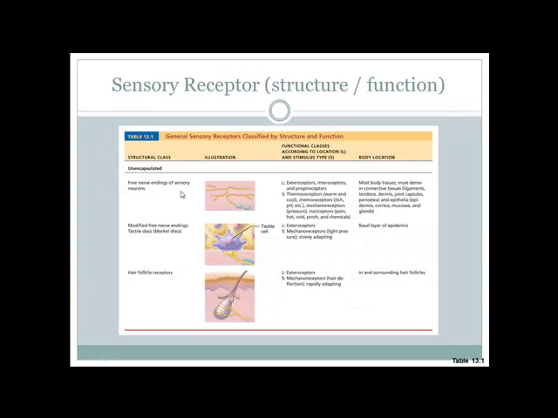Okay, so with our unencapsulated receptors, here's a free nerve ending. Here's our modified free nerve ending. It's kind of funky looking. And then we have our follicle with our nerve ending surrounding it. These guys are both going to be mechanoreceptors, and they're both going to be exteroreceptors. This one can be extero, interno, or proprioceptor.